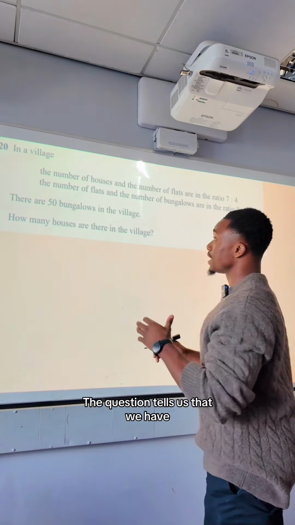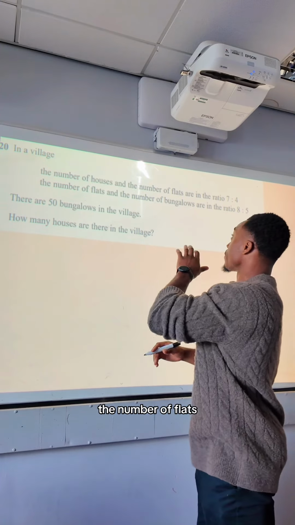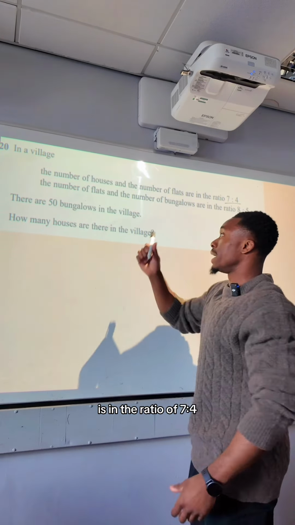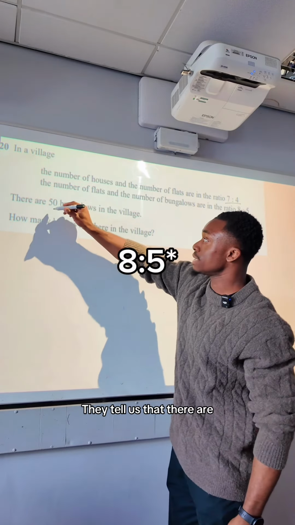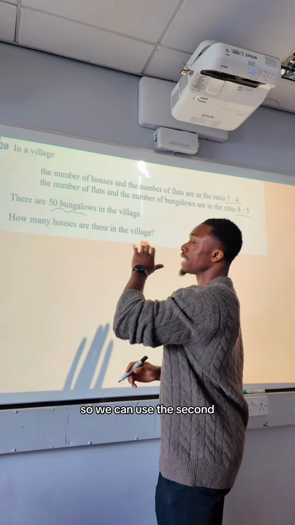The question tells us that the number of houses to the number of flats is in the ratio of 7:4, and the number of flats to the number of bungalows is in the ratio of 8:5. They tell us that there are 50 bungalows, so we can use the second line to work out how many flats we have.